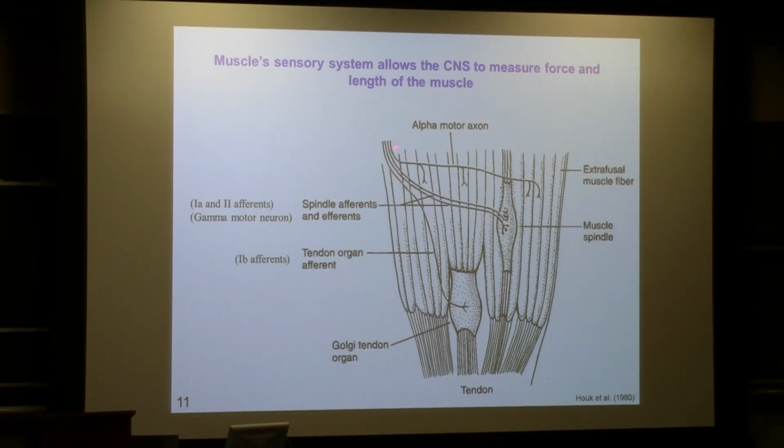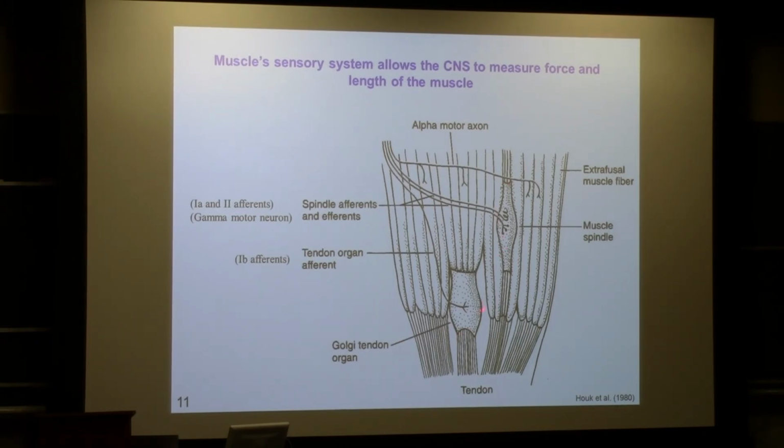Then there are gamma motor neurons that go and innervate these intrafusal fibers, and these intrafusal fibers house muscle spindles. Basically, spindles are afferents that wrap their body inside these intrafusal fibers, and when this fiber gets stretched, this structure generates action potentials to tell the neuron in the spinal cord that the fiber got stretched.